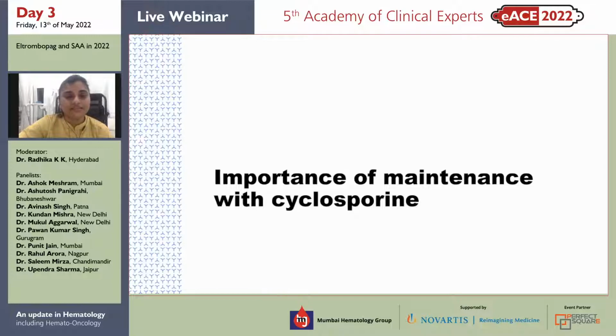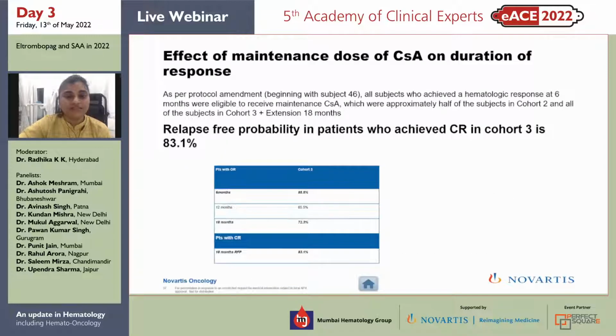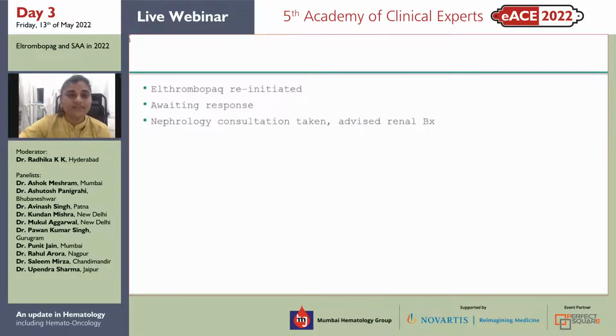Next slide. So eltrombopag was reinitiated in this case, and I'm awaiting a response. Kidney function was on the higher side. Nephrology consultation was taken, but they advised renal biopsy. The platelets were 26,000, so I held the renal biopsy here. Next slide.